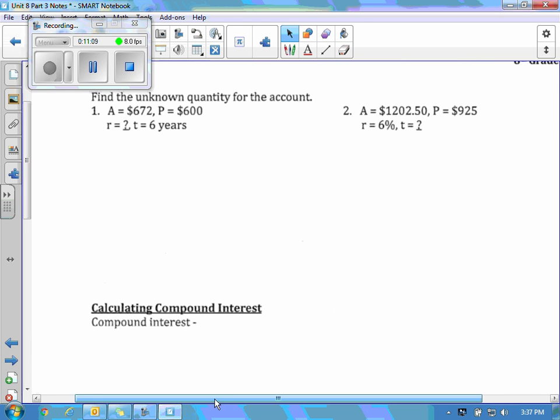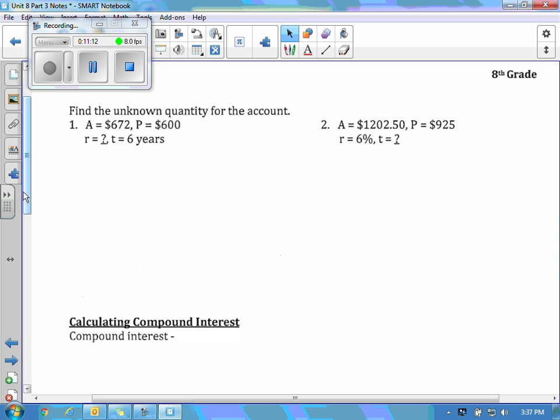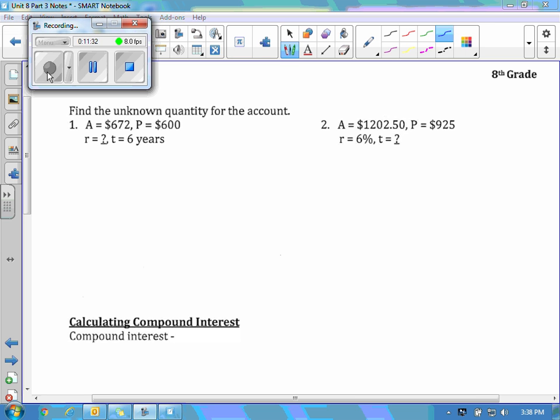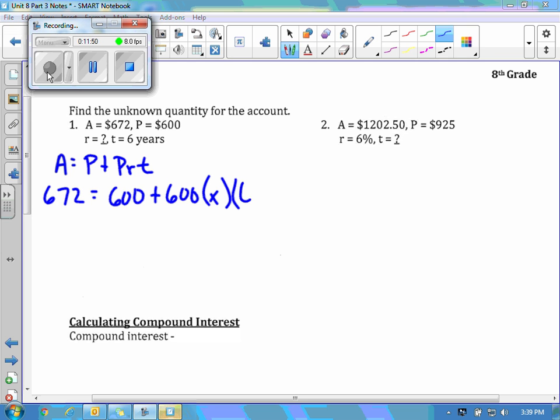Looking at the backside, we're going to use the same equations we just used. So in this next section, we're going to use the equation to find missing parts. So we're using the equation A equals P plus PRT. That's our balance equation. We're going to plug in what we know. So we know the A is 672. We know the P is 600. So that goes in two different places. We don't know the R, and we know the time is 6.